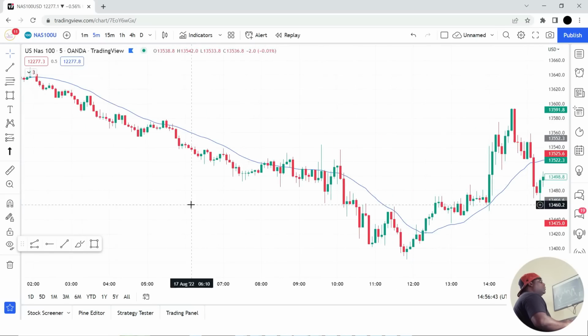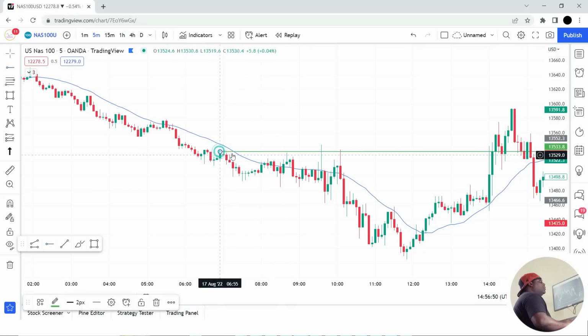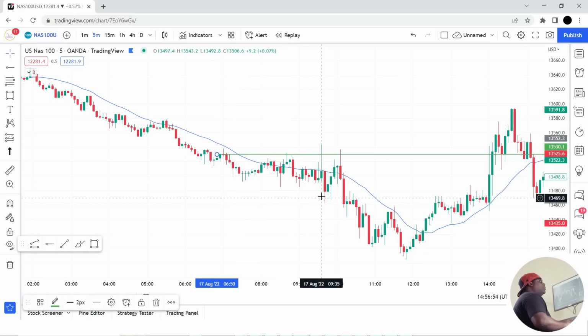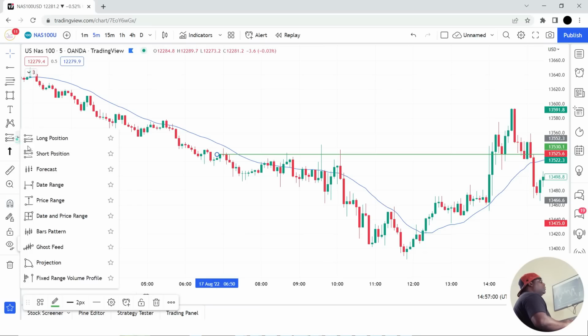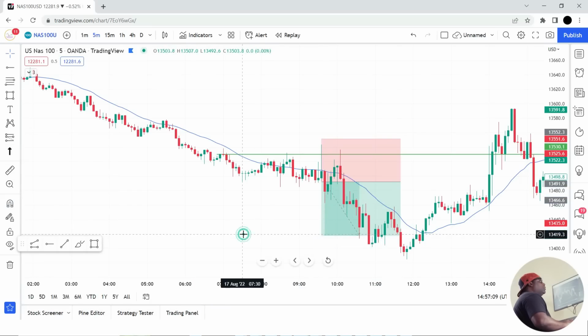Okay, so here's another example right here. We have clear resistance. Look at this. Resistance, resistance. This is clear right here, guys. Resistance, resistance, resistance, resistance. So as soon as it shot up, boom, I saw that it was rejecting resistance. I went short right here, and I took my profits.